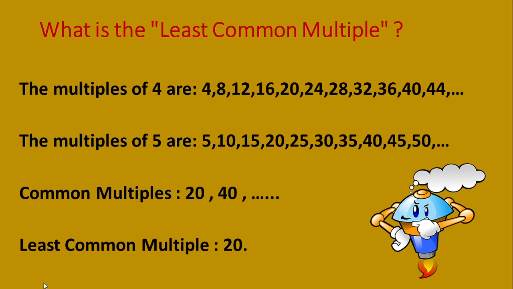HCF is highest common factor. So here you have least common multiple. In the HCF, we were finding the factors. Now here, least common multiple is much easier as compared to HCF. So we will start from multiples. Now, multiple means what? You have to write the table. So let's take an example.